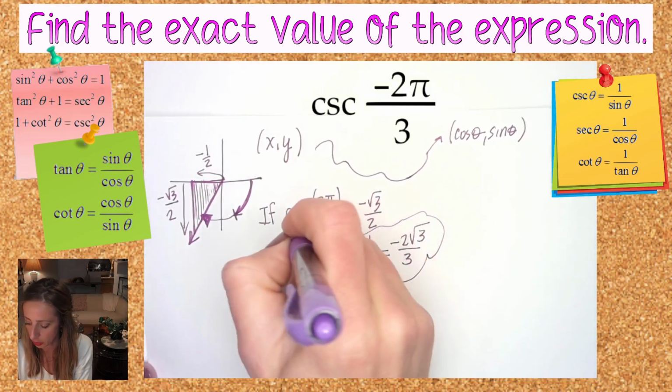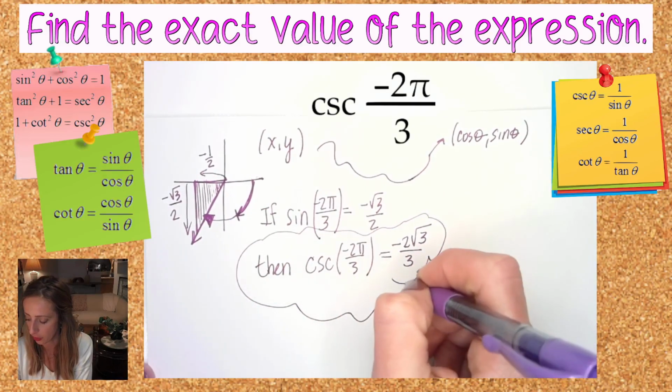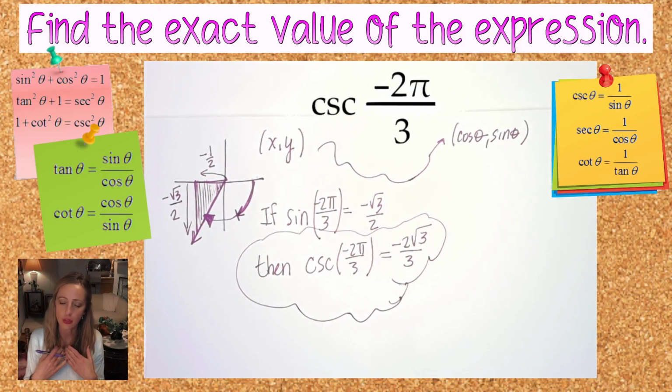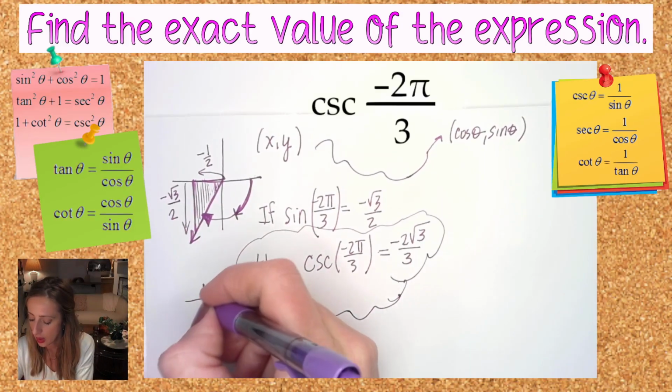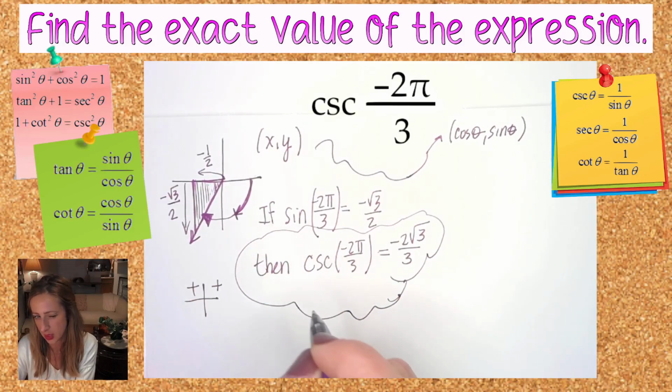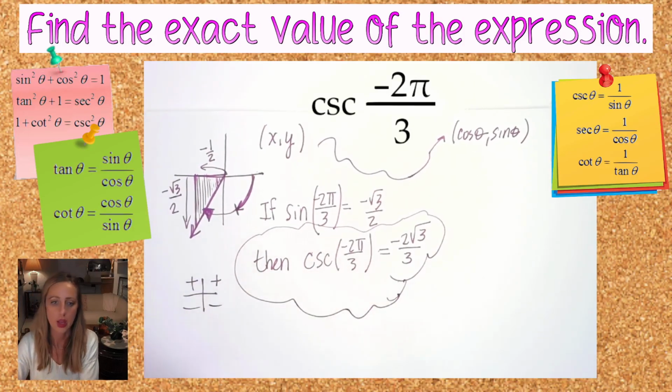So if you got that correct, I am super happy for you. Go ahead and give yourself a pat on the back, give yourself a high five. You are doing fantastic. Also, you should know that sine and cosecant are positive in the top 2 quadrants and negative down in quadrants 3 and 4.